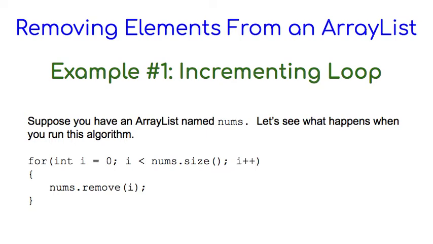This example is going to show us what happens when we remove elements from an array list using an incrementing loop. Suppose we have an array list named nums. We've got a for loop that starts at 0 and continues as long as i is less than the size of nums. We're just going to remove each element at i.